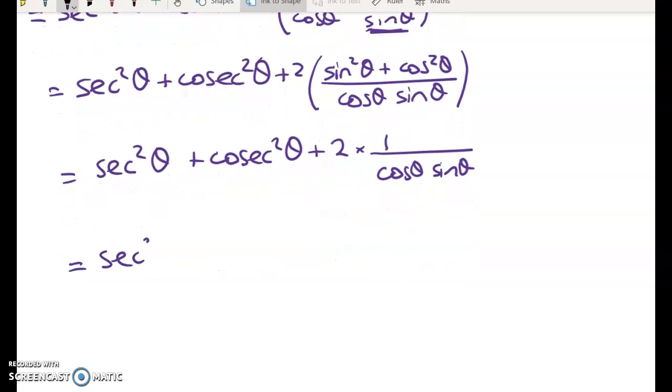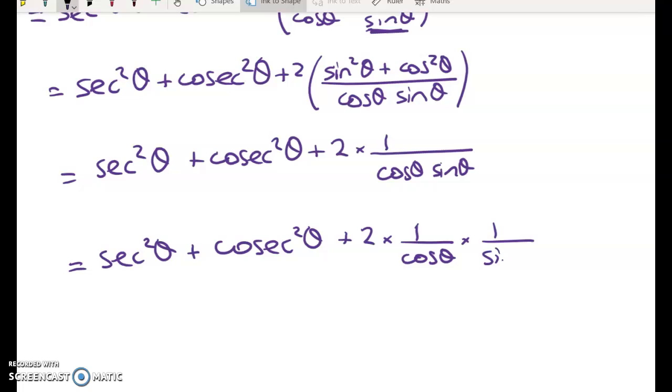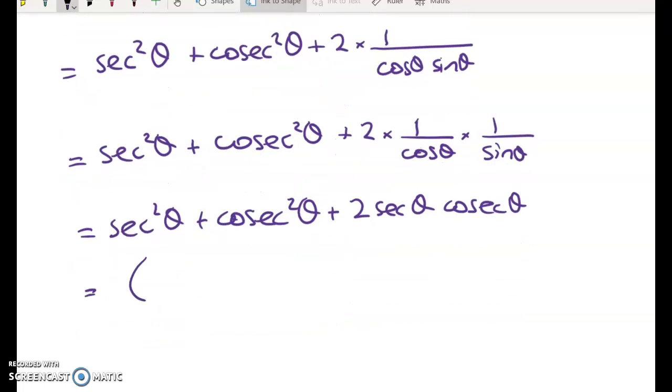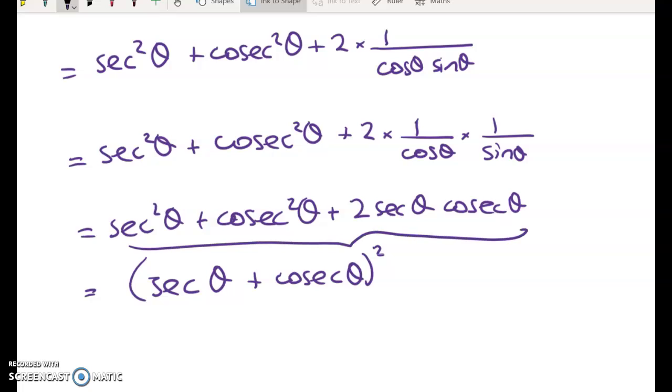I'm going to do this really slowly in case there's anyone else watching that needs me to go a little bit slower. So there's 2 times 1 over cos theta times 1 over sine theta, which equals sec squared theta plus cosec squared theta plus 2 sec theta cosec theta. And that equals sec theta plus cosec theta squared, right? So this is my lovely perfect square pattern, which is the right-hand side as required. So there you go. So that's another way to do that question.